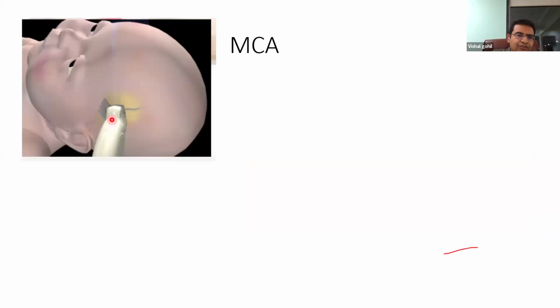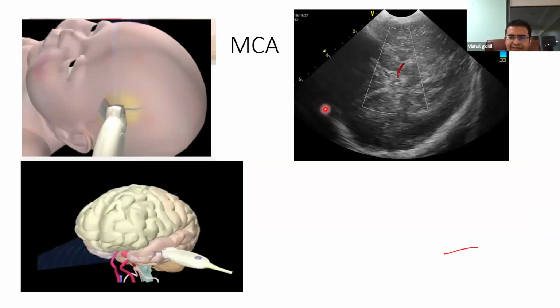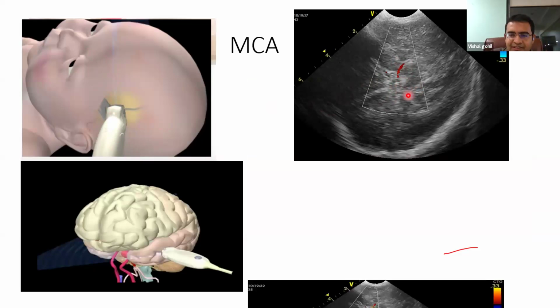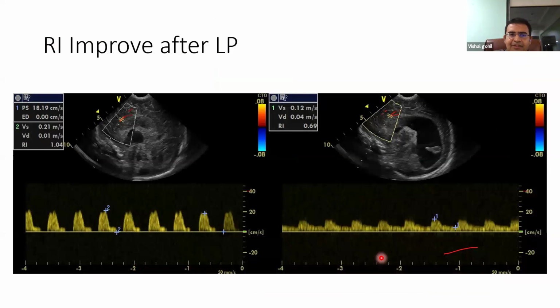Okay. Now, how do you measure the MCA? Again, in the sphenoid view, you need to put the probe marker in the facing direction, and you can see this is your MCA. It has a straight course, and it is the largest artery in the brain, so some people follow the MCA. How does it look? Again, same wave, systolic and diastolic, and again you can get the parameter.